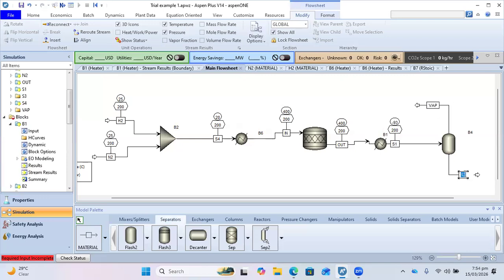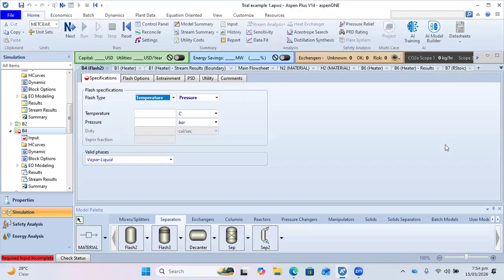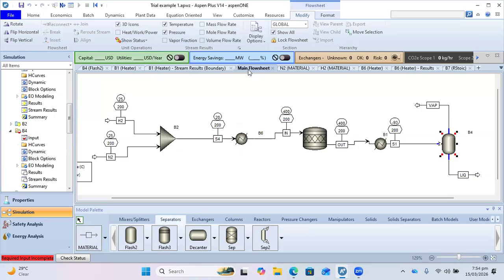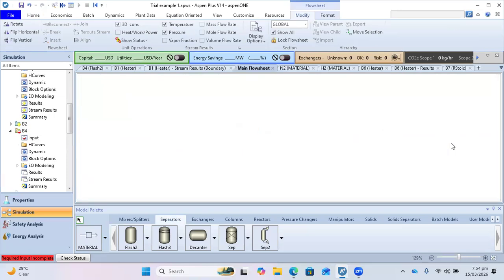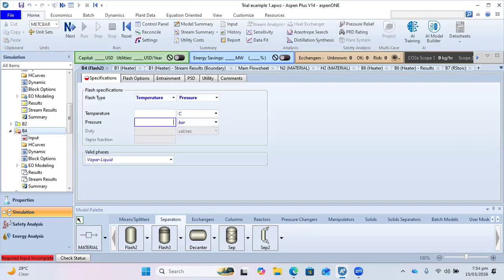So vapor and then liquid. We double click on the flash and the temperature. We can just pick the temperature that we got from here, or we can do the exact same thing we did for the heater. So the pressure was 200 bar. The vapor fraction was 0.80803577. Right. So if we run, results available, no errors.